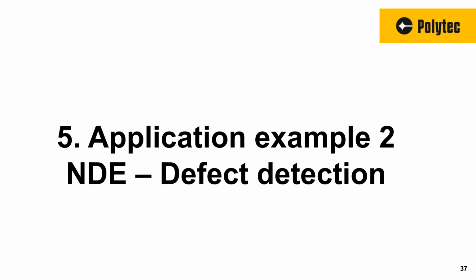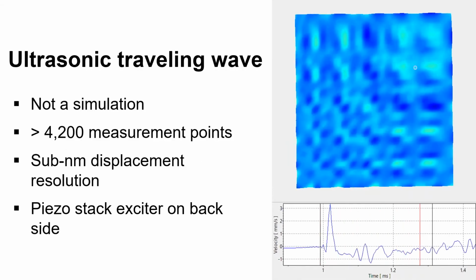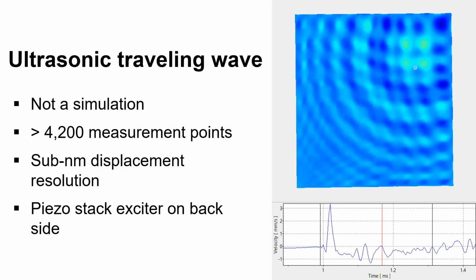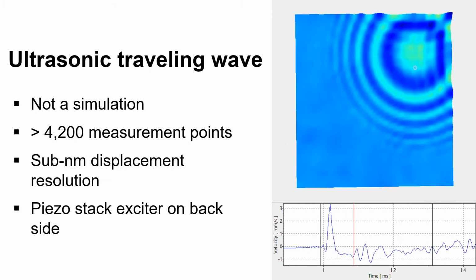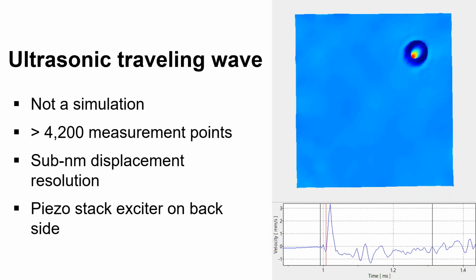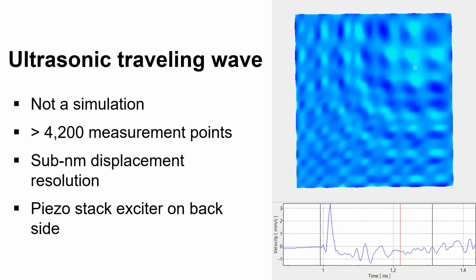So in the second application example, we're going to look at a NDT application for defect detection. Ultrasonic traveling waves are used often for non-destructive testing because they interact with the defect. This is analogous to ultrasonic imaging on the human body. Non-destructive testing is becoming more and more important, especially for composite panels, because the defect is usually not visible.